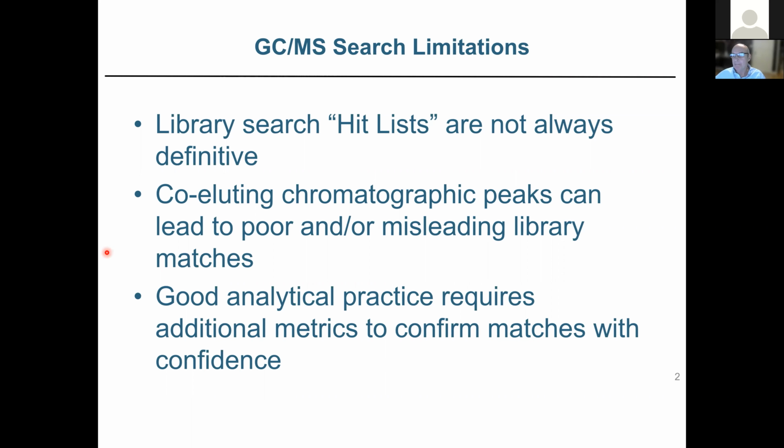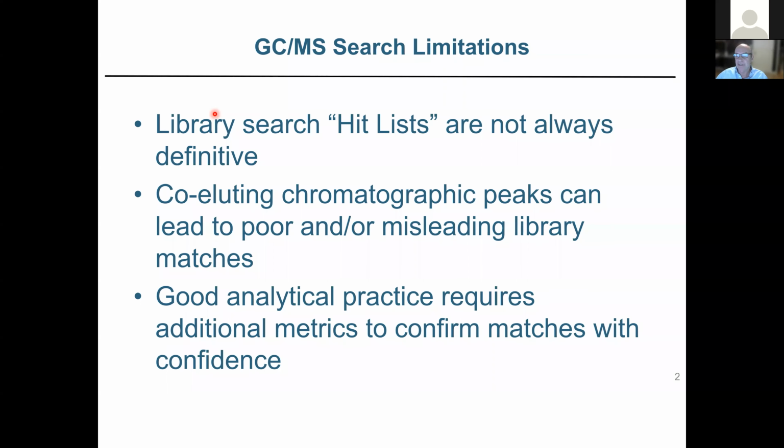First of all, when you do a library search, you search an unknown against a commercial library or a user library, and it returns a hit list, which is a sorted list based upon an algorithm which compares the unknown with the library matches. And the list is in order of the best to the worst, and usually you return maybe 20, 30, 40 matches. The problem is that the search hit lists, they're not definitive.